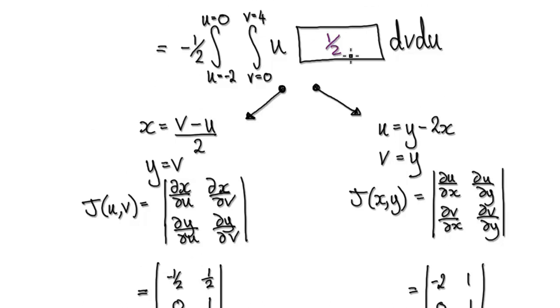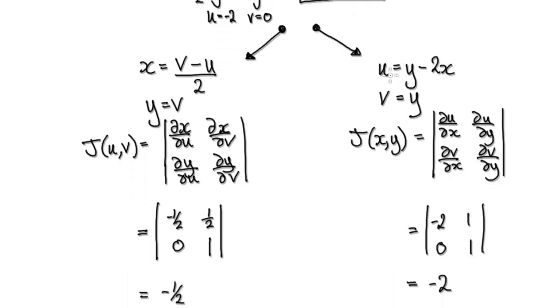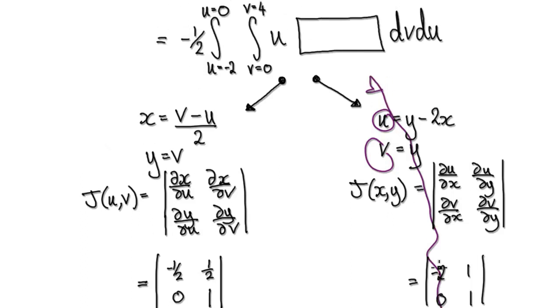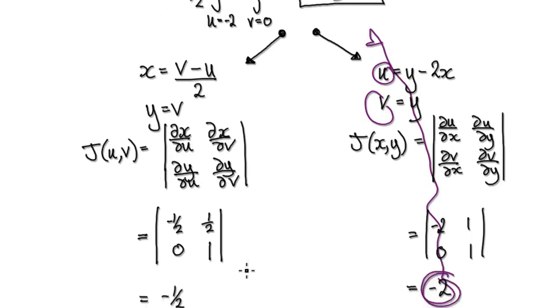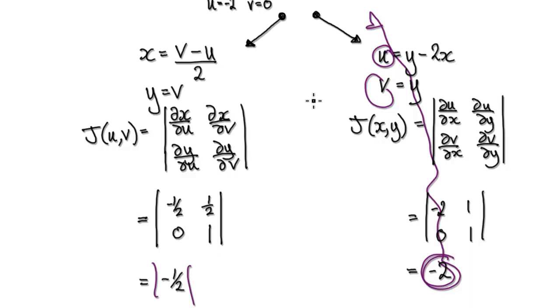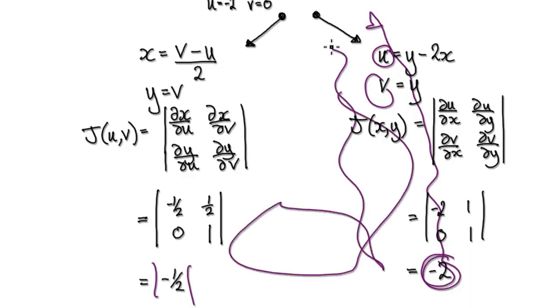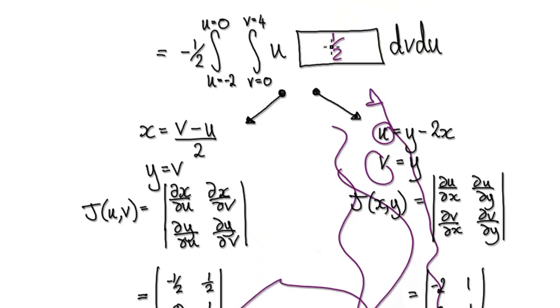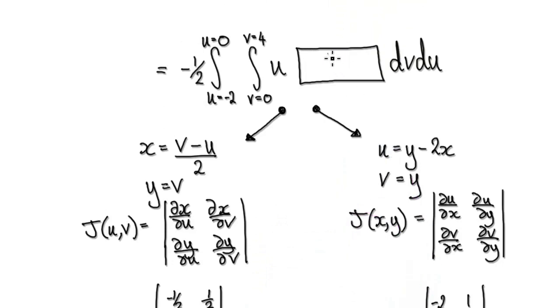Okay, if you decided to work in terms of u and v, then the Jacobian would look like this. But remember, if you decided to work in terms of u and v, then what goes into the adjustment would be 1 over that absolute value. So it's still 1/2, just like down here. The absolute value of this is 1/2. So both methods lead to the same answer. The adjustment that we need to make is actually 1/2.